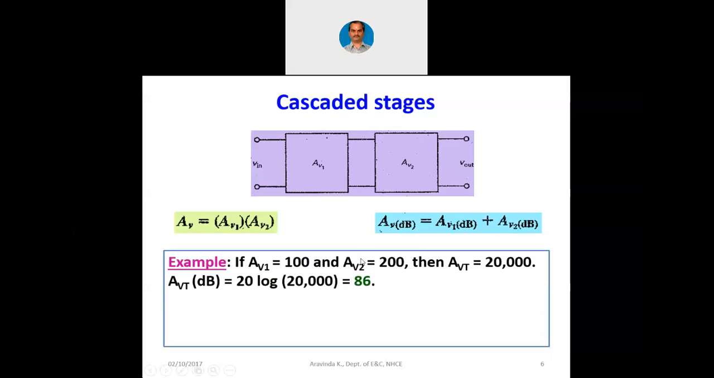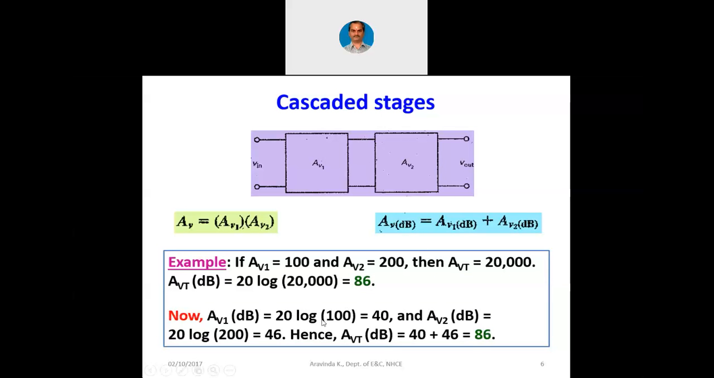Example, if AV1 is 100 and AV2 is 200, then AV total is 20,000. 100 into 200 is 20,000. AV total in decibels is 20 log of 20,000, which is totally 86 dB. Look at this. 20,000 times gain in voltage is actually corresponding to 86 dB. That way a large number can be converted into a smaller number using decibels.